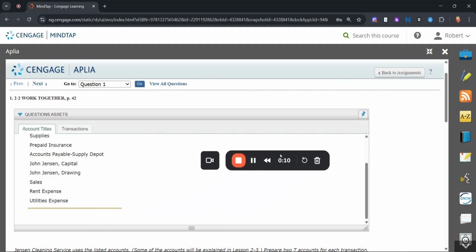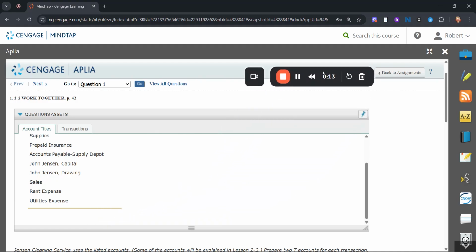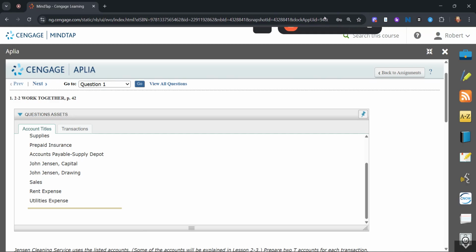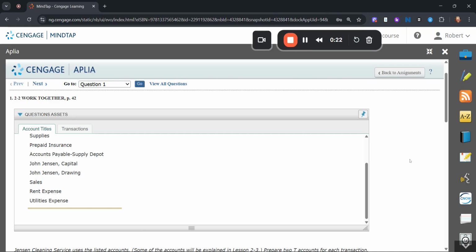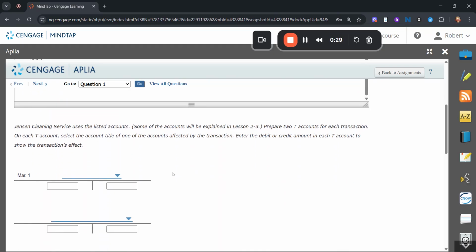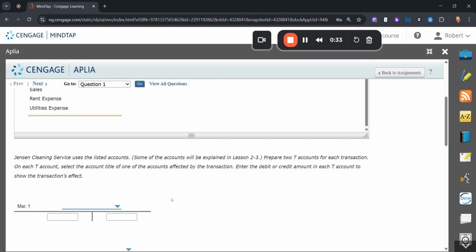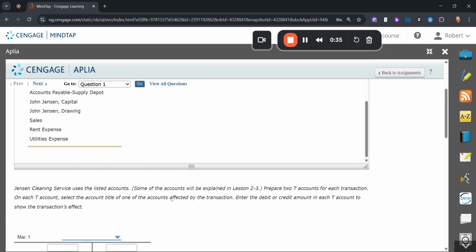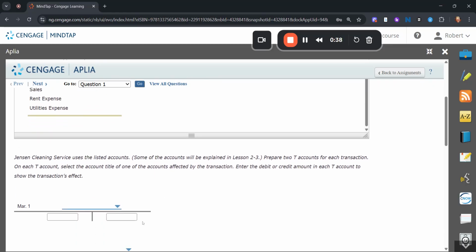Okay, now we have the 2-2 work together. And in this one, we're going to, once again, go to our T charts. The first thing we need to do is label our T charts with account titles. And then we're going to enter which side of the T chart the transaction is going to affect.